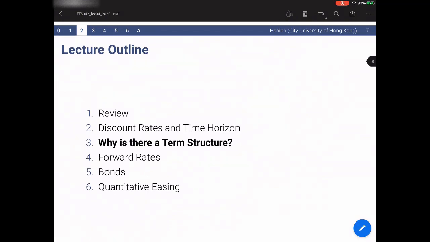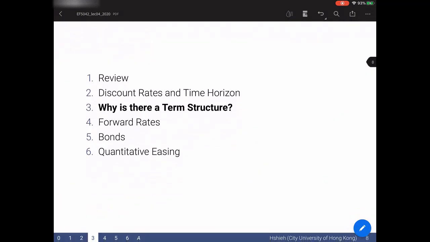All right. So why is there a term structure? The term structure arises purely from the fact that we have different kinds of risk across time. Okay, specific to macro risk across time. Not only different macro risk, but also different beliefs about how the economy is changing over time as well.